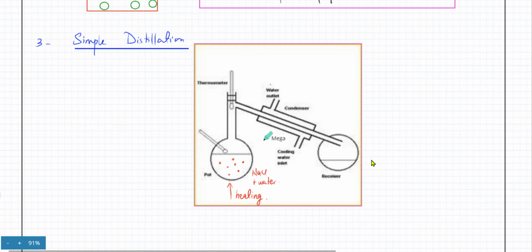And what would happen is that once you start heating, only the water would evaporate, because NaCl has a pretty high melting point or boiling point, so nothing would happen to it. Once you start heating, the water vapors would rise and they would enter this condenser. So this one is your condenser. You can simply call it a condenser. It's a Liebig condenser.